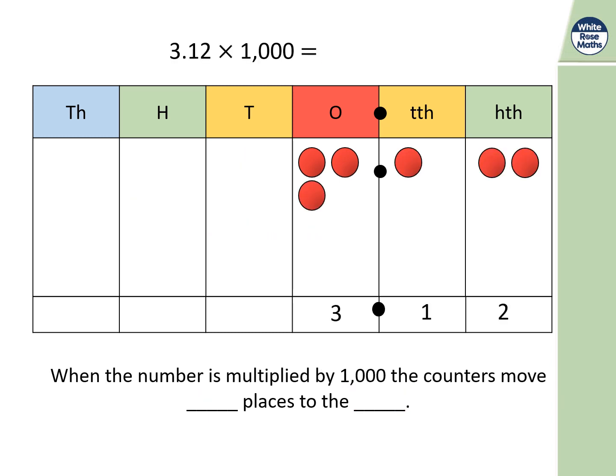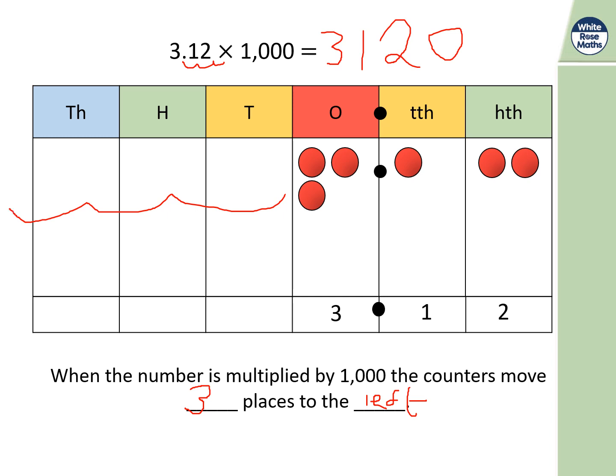Okay, next one. Times it by 1,000 is going to move three places to the right. So the answer becomes 3,120. Hopefully you can start spotting the pattern now when I'm telling you about a bigger number. It's going to move the counters three places to the left. So that's going to go into the thousands column. That's going to go into the hundreds column. 1, 2, 3, and then 1, 2, 3.